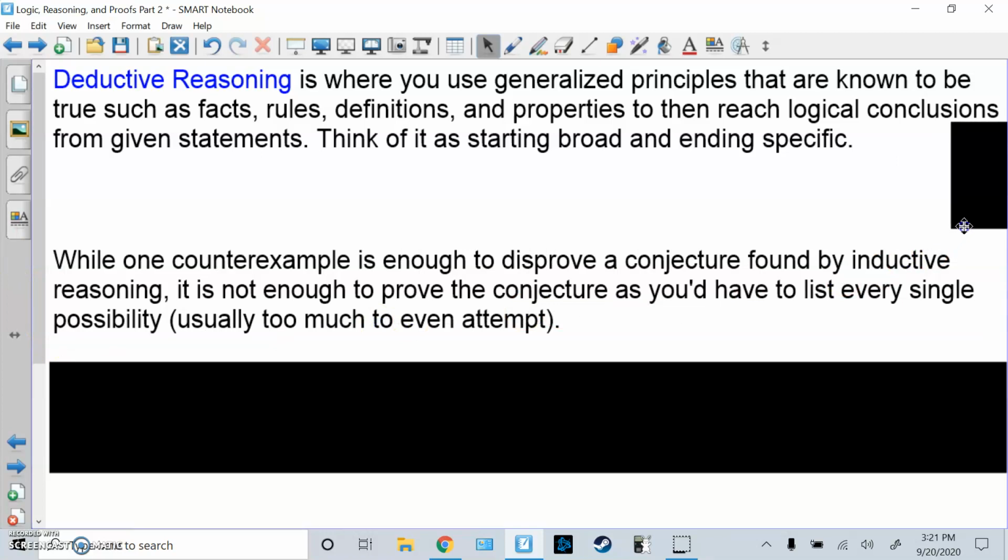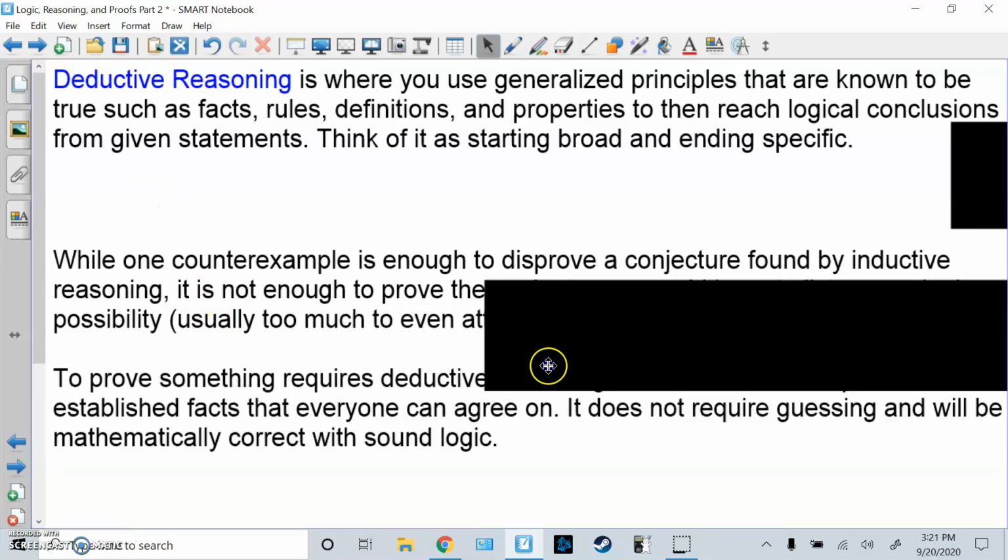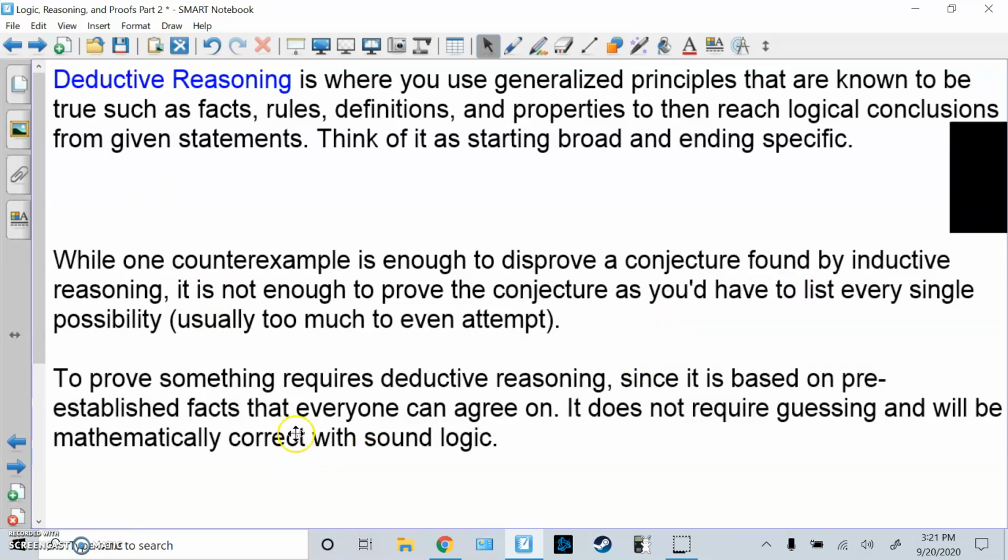Alright, now while one counterexample is enough to disprove a conjecture found by inductive reasoning, it is not enough to prove the conjecture, as you have to list every single possibility, which is too much to even attempt. So inductive is not good for proving. To prove something requires deductive reasoning, since it's based on pre-established facts that everyone can agree on. It does not require guessing and will be mathematically correct with sound logic.